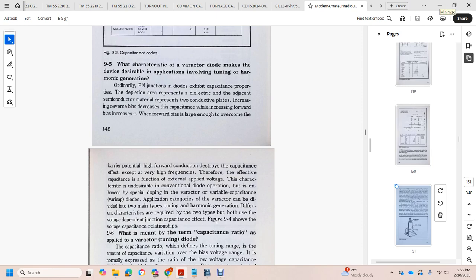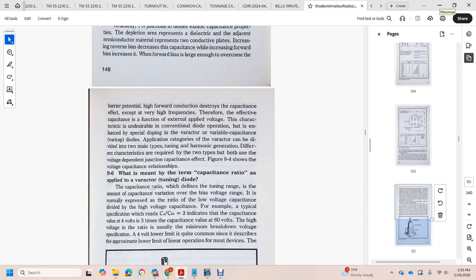Application categories of the varactor can be divided into two main groups: tuning and harmonic generation. Both types depend on the voltage dependent junction capacitance effect. Figure 9.4 shows the voltage capacity relationship. Figure 9.6 introduces the term capacity ratio as applied to varactor tuning diodes. The capacitance ratio defines the tuning range, which is the amount of capacity variation over the bias voltage range. It is normally expressed as the ratio of low voltage capacity divided by the high voltage capacity.